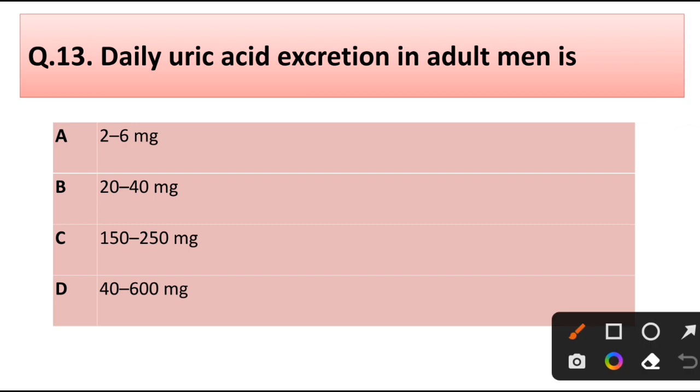Question number 13. Daily uric acid excretion in adult men is 2 to 6 mg, 20 to 40 mg, 150 to 250 mg, or 400 to 600 mg. Correct answer is option D, 400 to 600 mg.